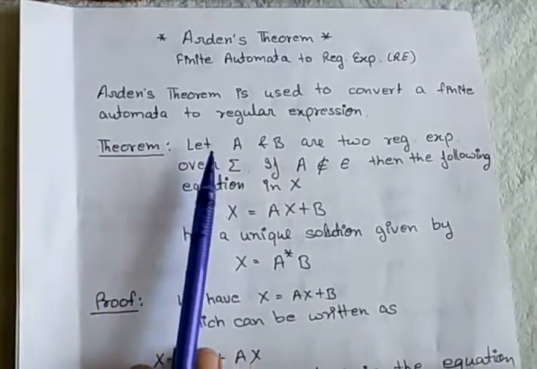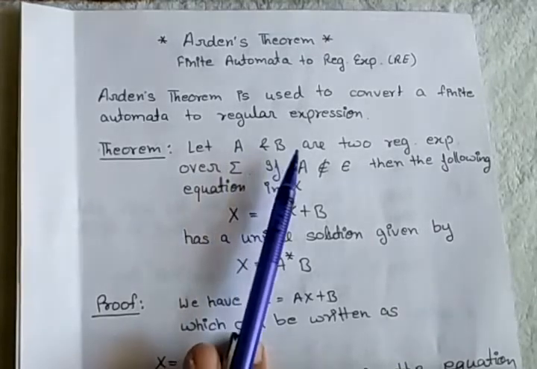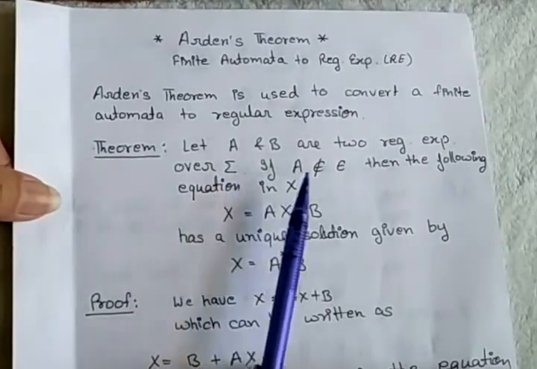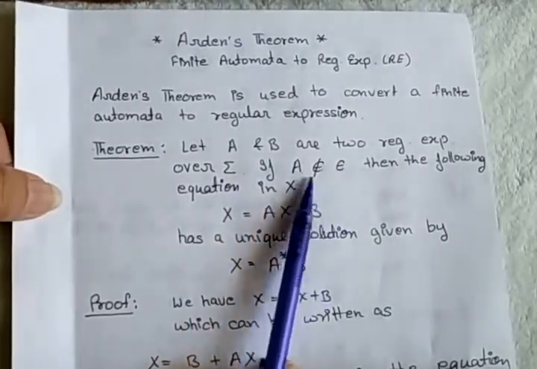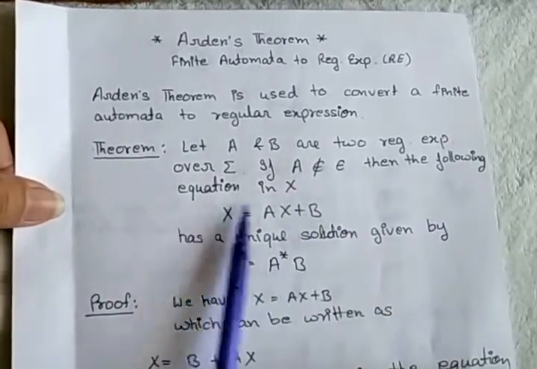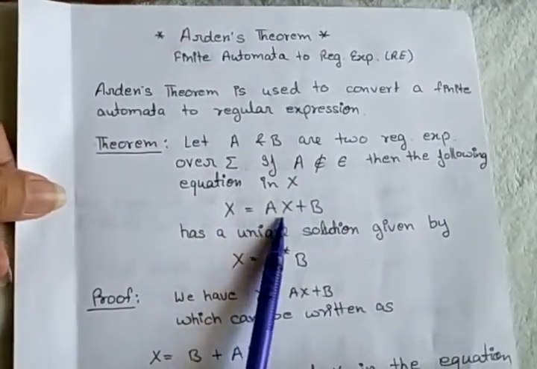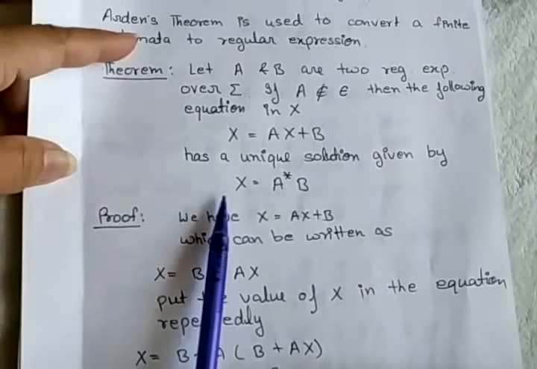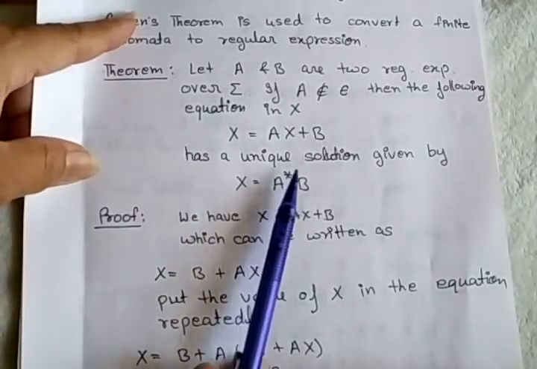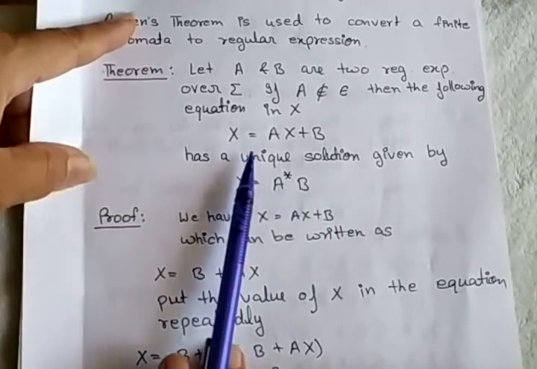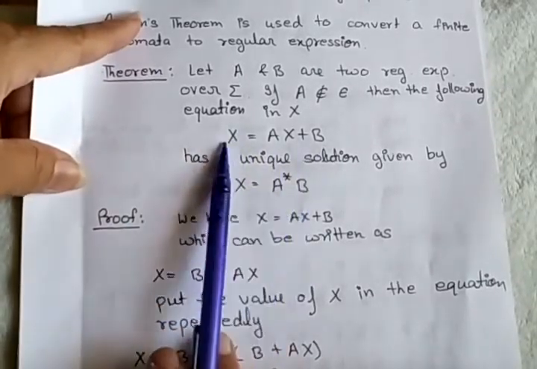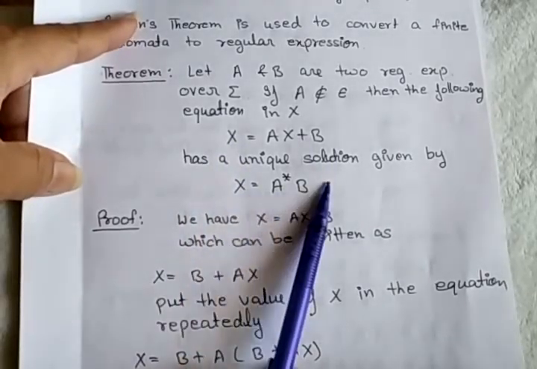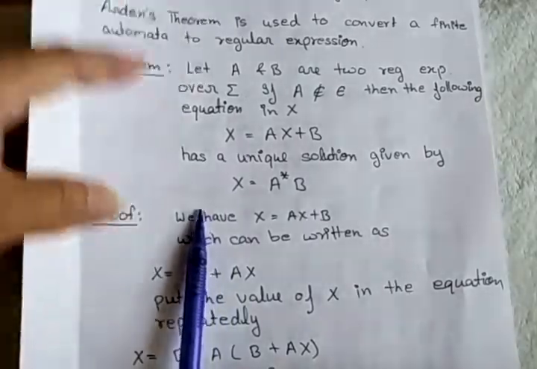The theorem is, suppose A and B are two regular expressions over some alphabet sigma. If A does not contain epsilon, meaning A is not empty, then the equation in x, x is equal to ax plus b, has a unique solution which is given by x is equal to a star b. If we have an equation in this form, the solution of this equation will be x is equal to a star b. Now let's look at the proof of it.